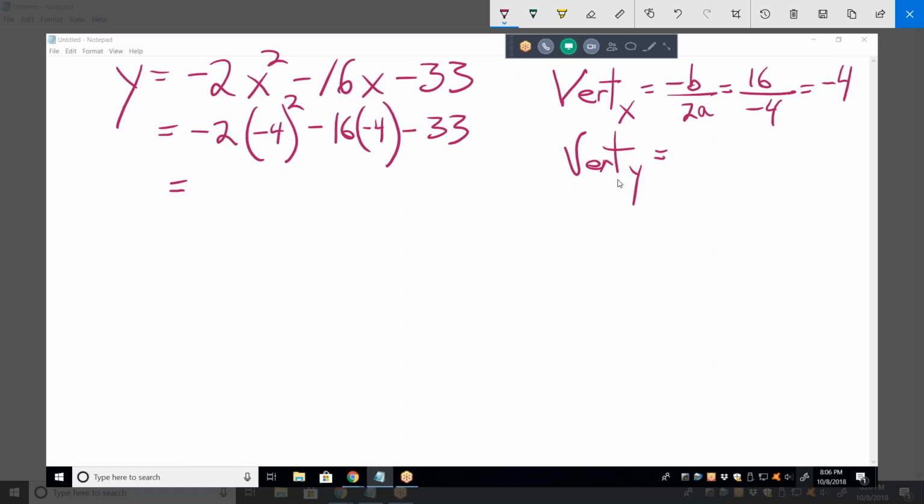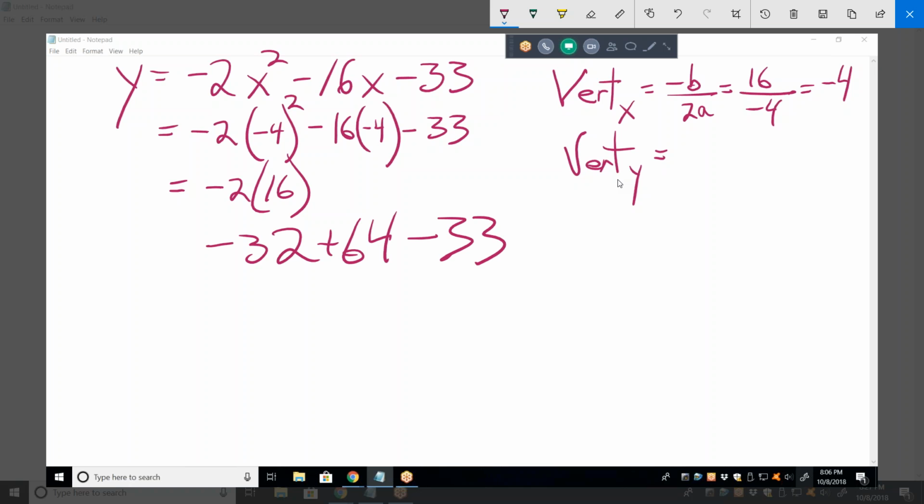Okay, so break this down. Minus 2 times 16, so negative 32. 4 times 16 is 64. 64 minus 33. That and that are minus 65, so that must be minus 1.